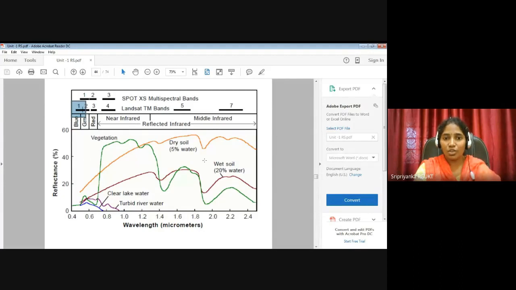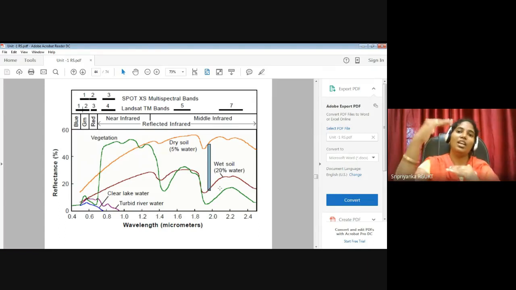Next, if you see dry soil and wet soil, what is happening? Both of them show a similar pattern. You see a gradual increase in the curve, and a small drop is seen exactly at 1.4, again at 1.9, and again at 2.1. These are nothing but the water absorption bands. And you can see a large variation between this orange curve and brown curve. What is this showing us? It shows that due to the presence of moisture content, there is a difference in reflection pattern between the dry and the wet soil.